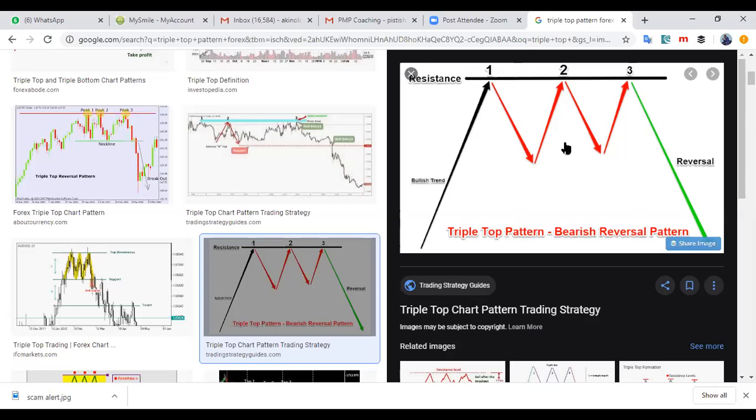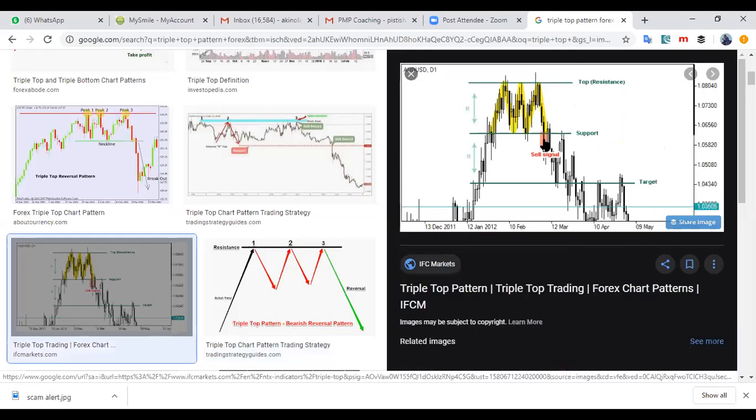So I hope you understand what I'm talking about in terms of the bottoms and the tops. The only difference between the triple top and the triple bottom is that the triple top is at a resistance and the triple bottom is at a support. You know what that means, right? Just turn this upside down and then you have the triple top. The same rule, the same system.